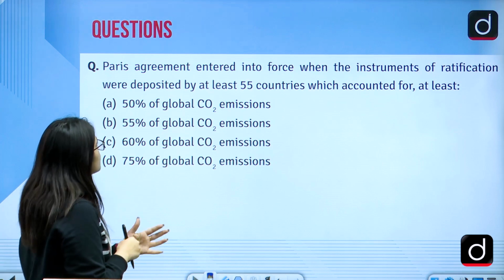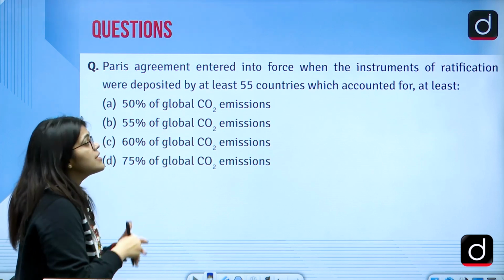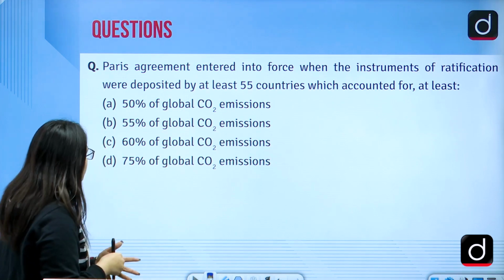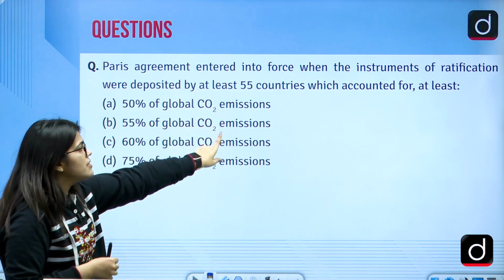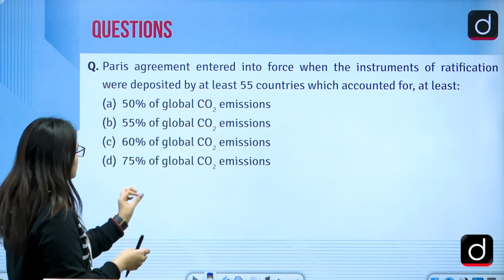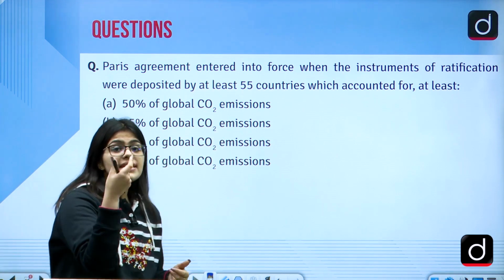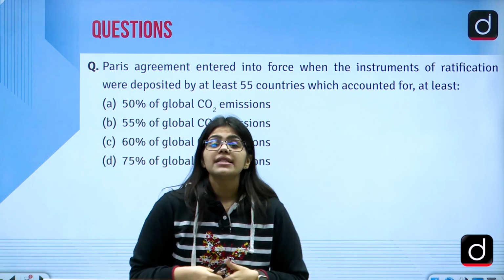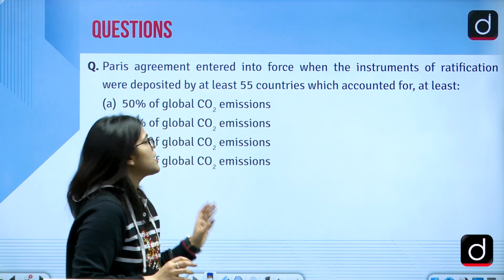Then this is another question. The Paris Agreement entered into force when the instruments of ratification were deposited by at least 55 countries, which accounted for at least what? This is also a question that we have done. What was this agreement that they decided that was legally binding? They said that if we come together, 55 countries would do what? This is the question that they are asking.